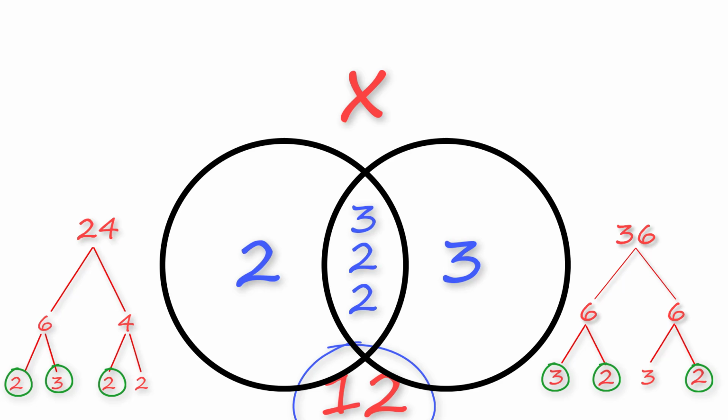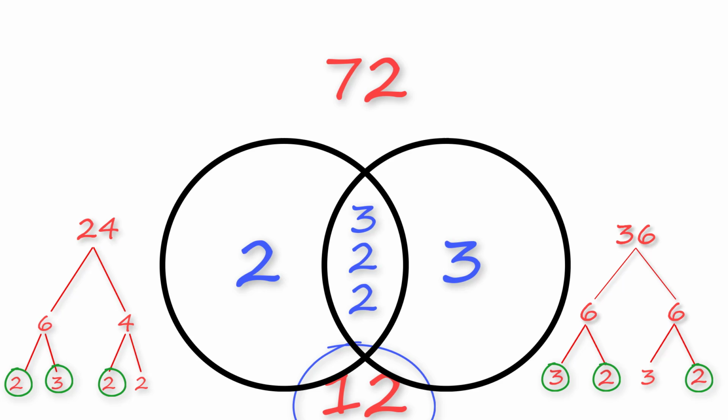By using this method, once we lay out the prime factors on the Venn diagram, not only can we find the greatest common factor, but we can also find the least common multiple. How so? Well, all you have to do is multiply all of the numbers inside of the Venn diagram. 2 times the product of the middle numbers, which is 12, times 3 is 72. This means that the least common multiple of 24 and 36 is 72.